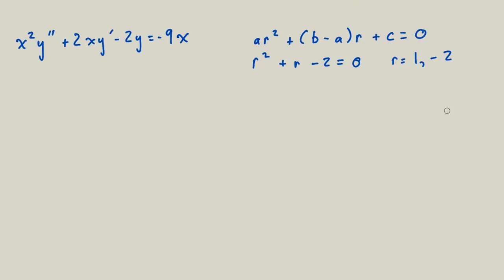This time we're doing it for an Euler's equation that's combined with a variation of parameters question. So an Euler's equation is where you have this x squared, the 2x, and the 2 in front of the y double prime, the y prime, and the y respectively. So to find your characteristic, you're going to use this equation here. So in our case, that works out to be r squared plus r minus 2 is equal to 0. And if you plug it into your calculator, you'll get r values of 1 and negative 2.